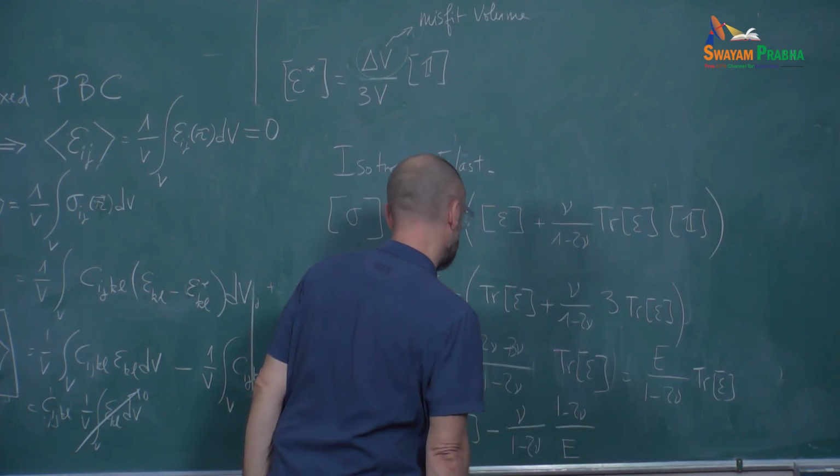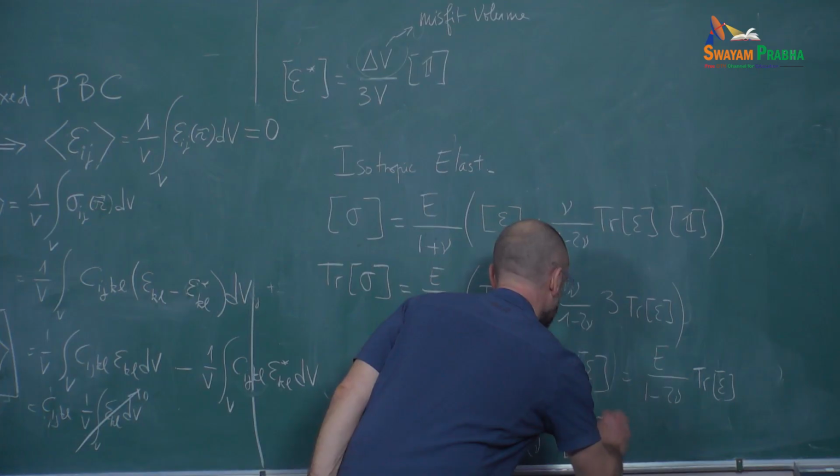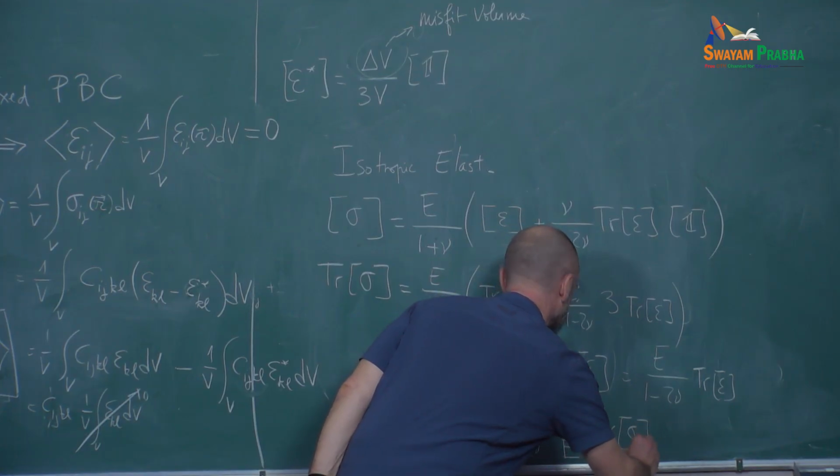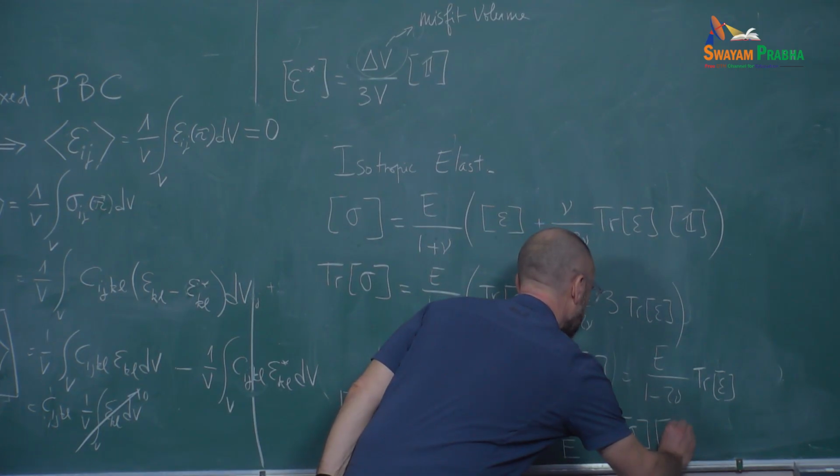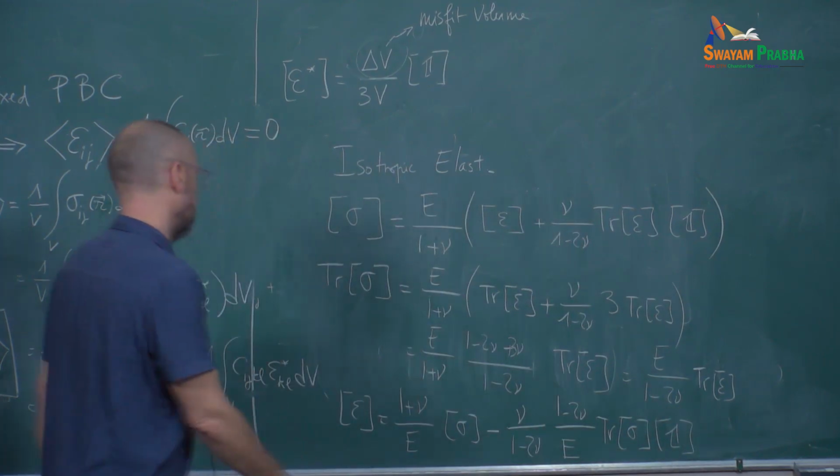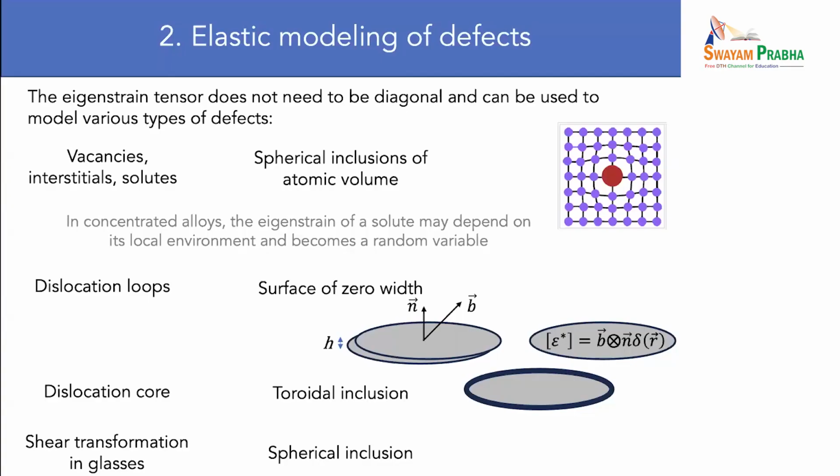This is weird. Trace of sigma. And then I have identity. Well, maybe it's correct. I'm not sure. I had forgotten it cancels. Anyway, let's assume it's correct.